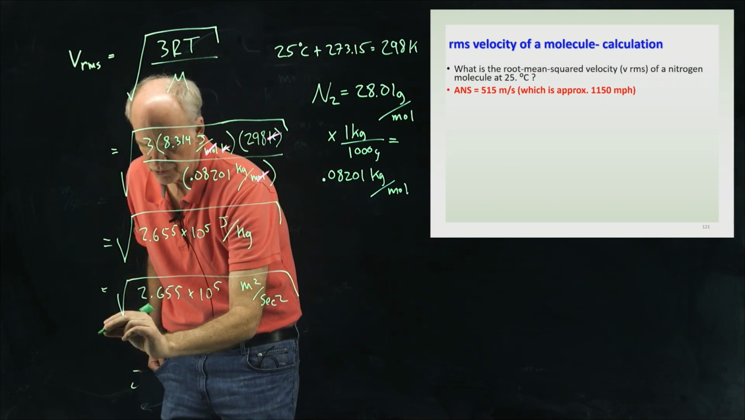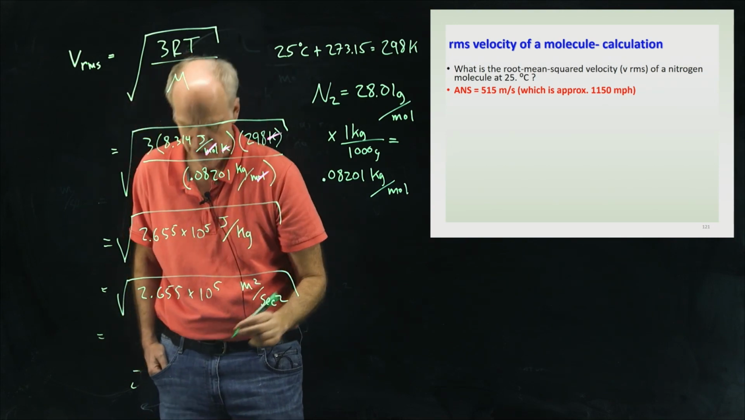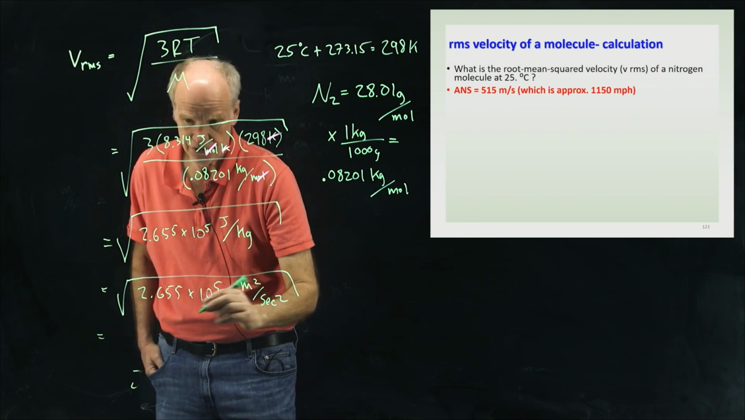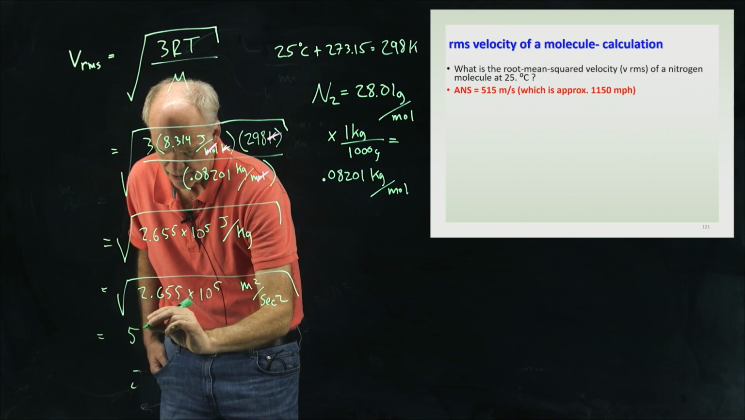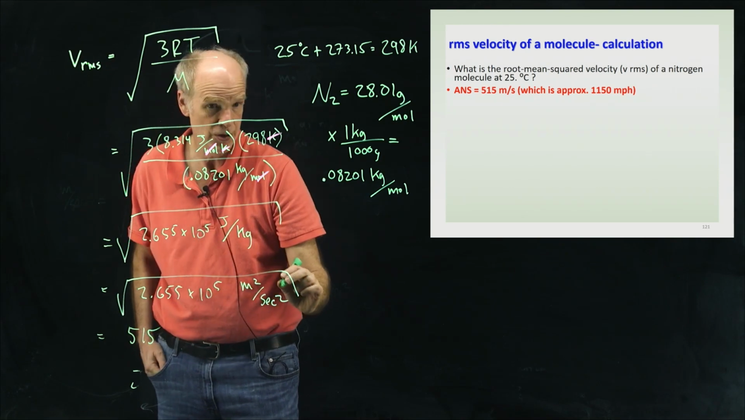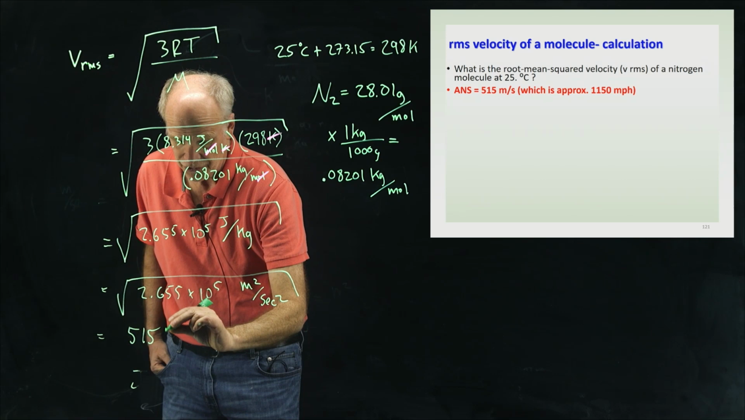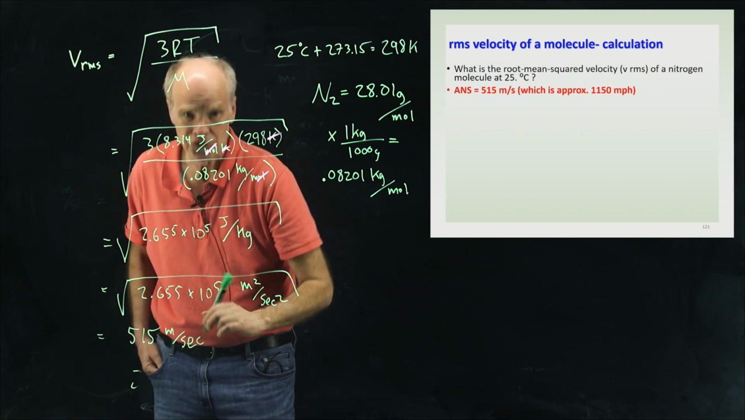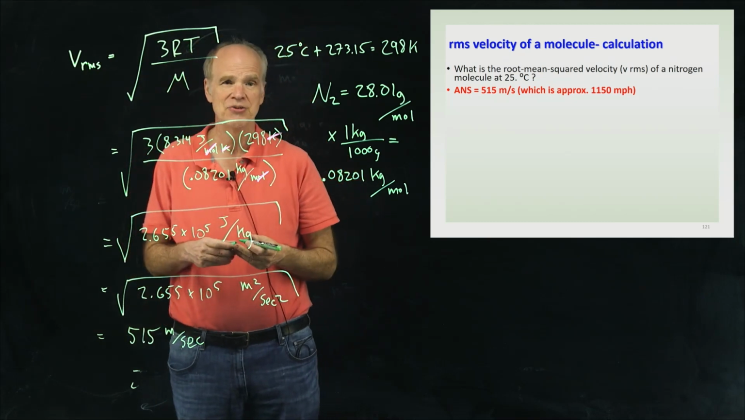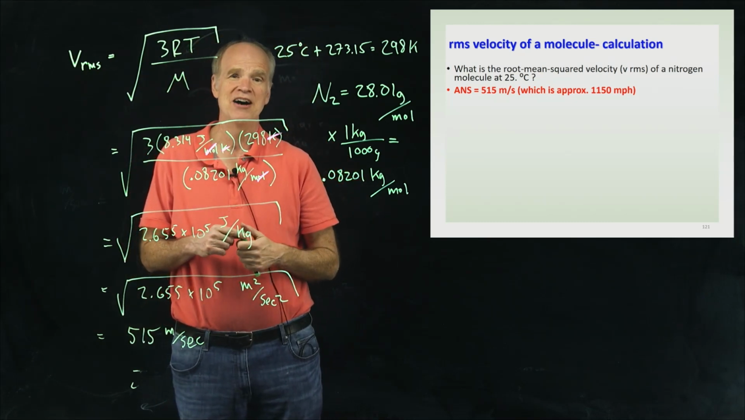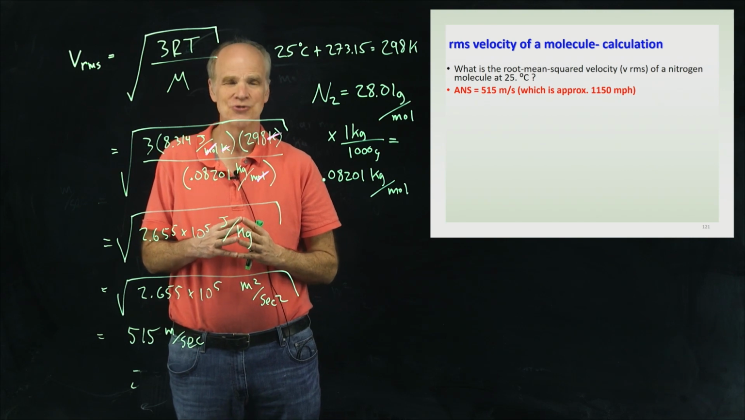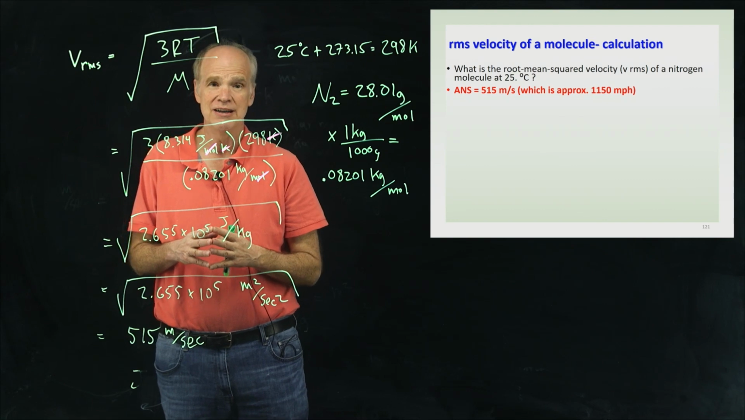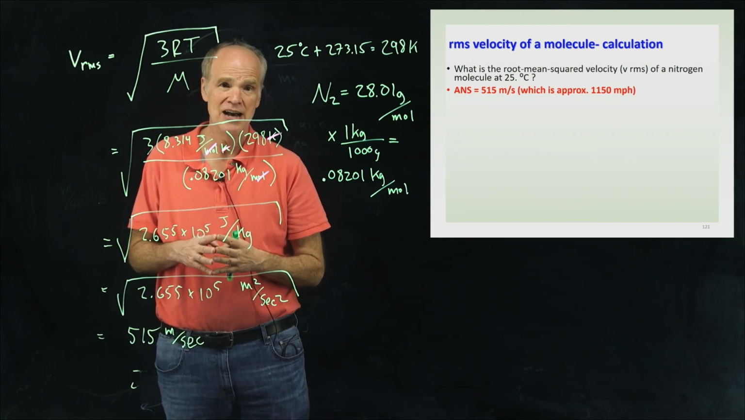Anyway, so when you take the square root of that number in there, in the end, what you should get is about 515 meters per second, since you're taking the square root of meters squared per second squared. So interestingly, in miles per hour, that's almost 1,200 miles per hour. So right now, you are being struck by nitrogen molecules. They're at room temperature, and they're going on average as fast as 1,200 miles per hour.